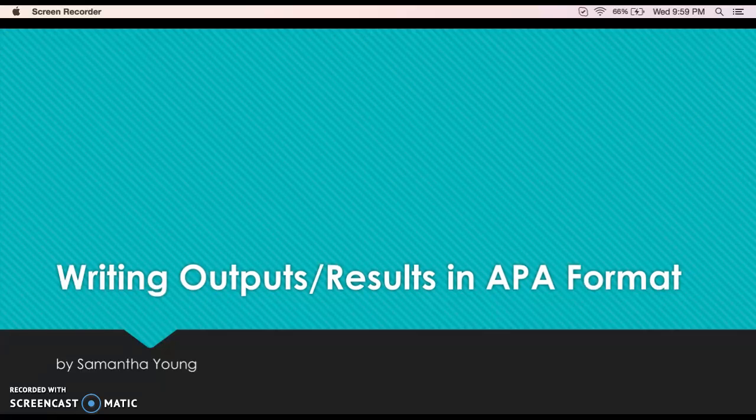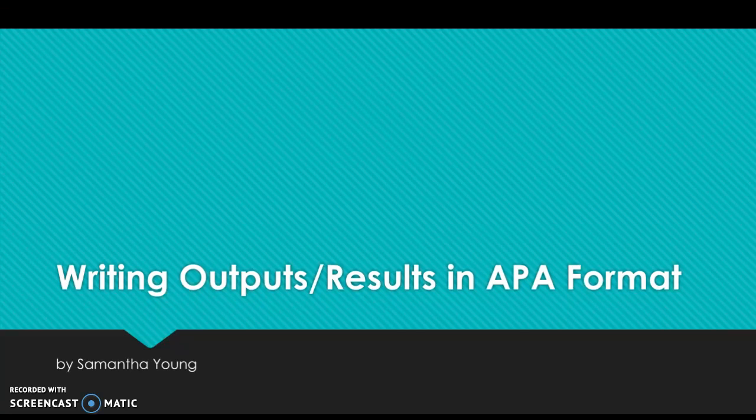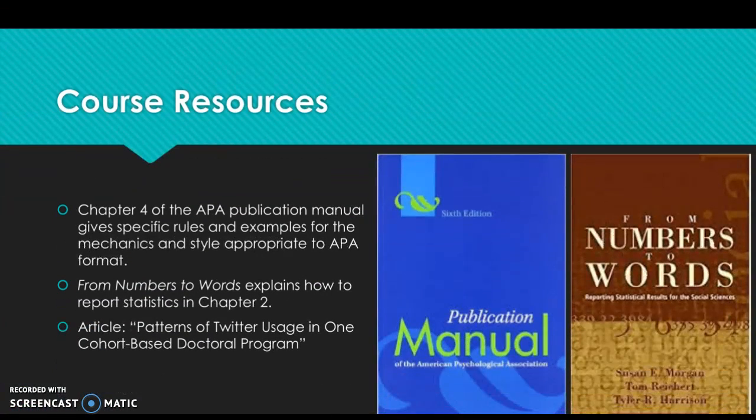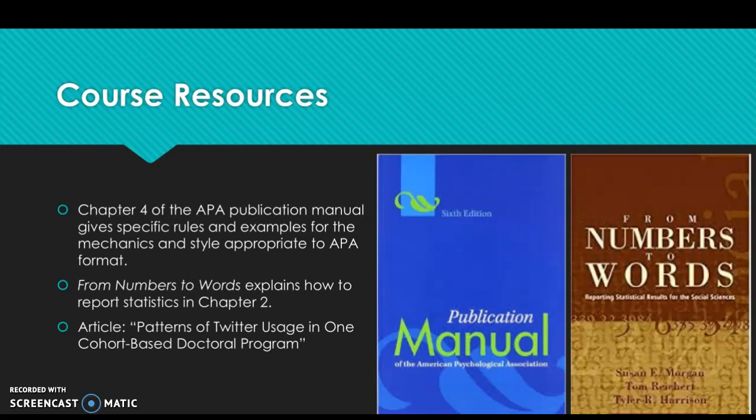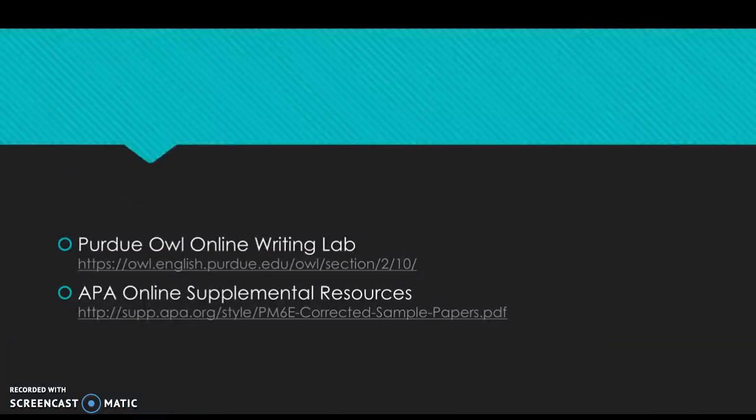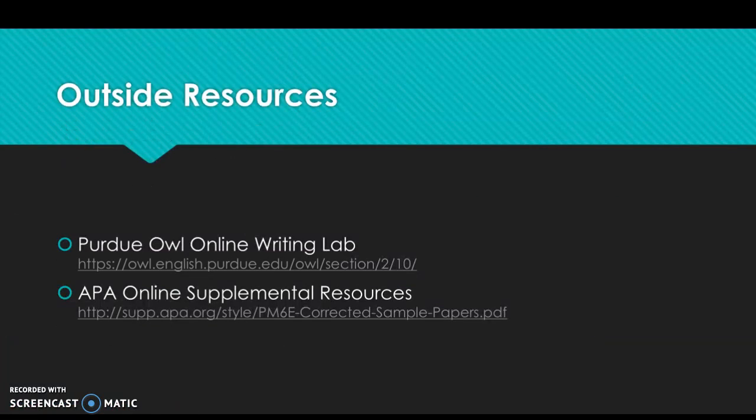The purpose of this tutorial is to help you with writing outputs and results in APA format. The course resources we will use are Chapter 4 of the APA Publication Manual, Chapter 2 From Numbers to Words, as well as an article, Patterns of Twitter Usage, and one cohort-based doctoral program. We will use some external resources, the Purdue OWL Online Writing Lab, and the APA Online Supplemental Resources.